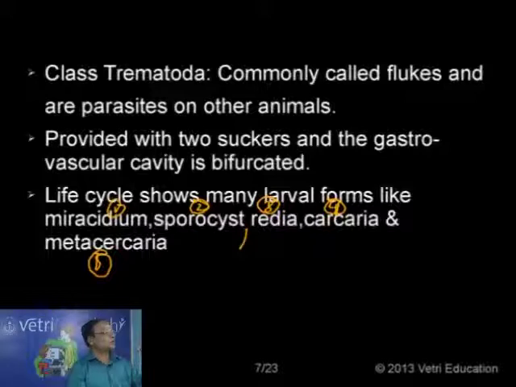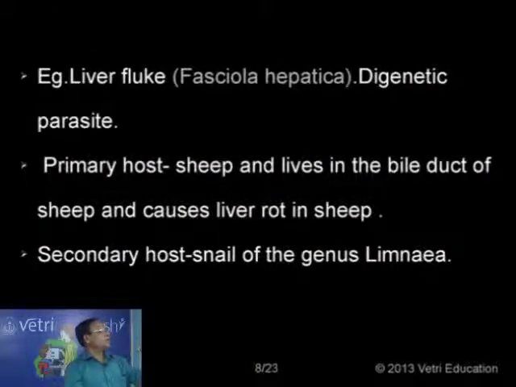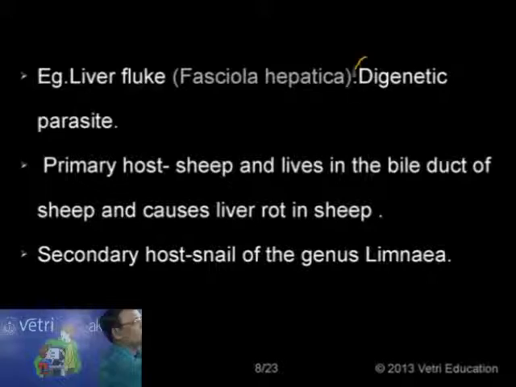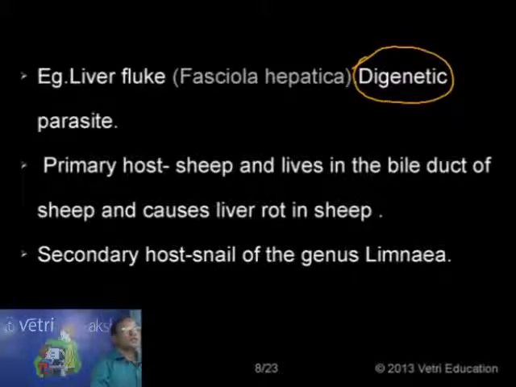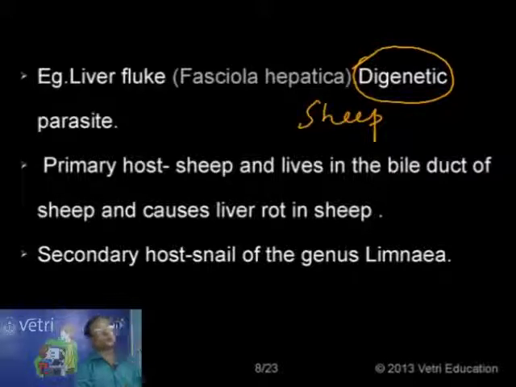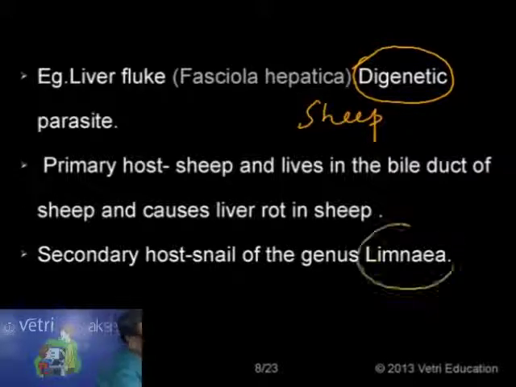So the sporocyst produces many redia, hence we call this a polyembryonic condition. Now, the example of liver fluke is Fasciola hepatica. It is an example of a digenetic parasite because it completes its life cycle in two hosts. One is the sheep. Another one is a snail of genus Limnaea, species truncatula, Limnaea truncatula.